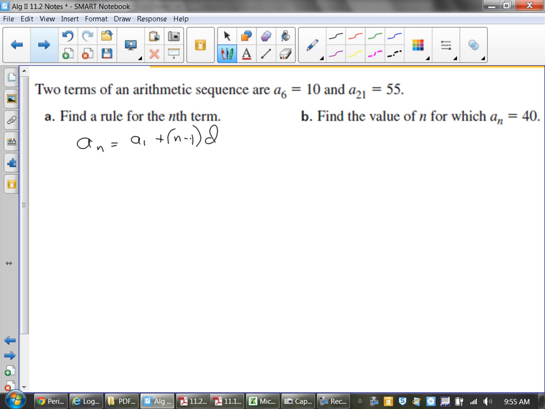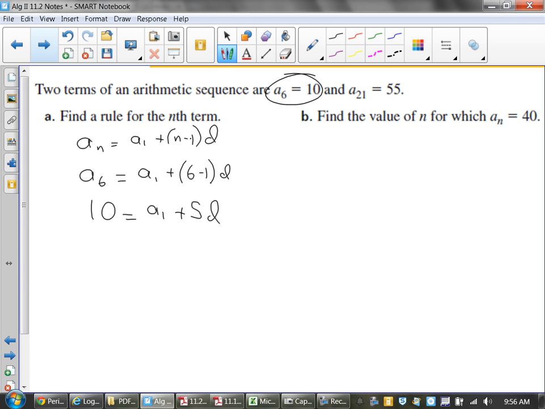So I'm going to fill in all the stuff that I can with this one first. I know that the sixth term is the first term plus 6 minus 1 times my difference. What does the sixth term equal? 10. So now I know that I have 10 equals the first term plus 5 times d. Okay? Can't divide by 5, because I have an a sub 1 then.